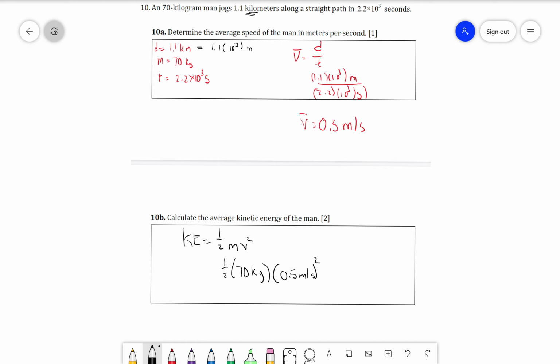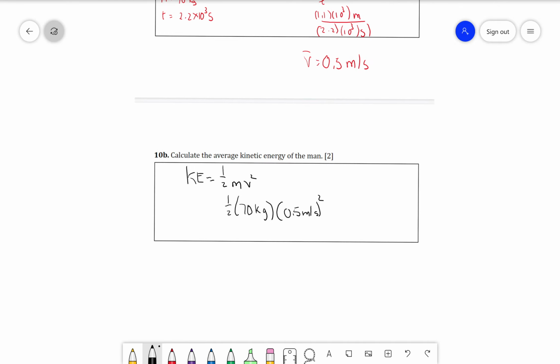And then we go ahead, we just solve for that. So 0.5 times 0.5 gives you 0.25, times 70 times 0.5 gives you 8.75. So kinetic energy is equal to 8.75, and the unit is joules. So those are your two final answers.